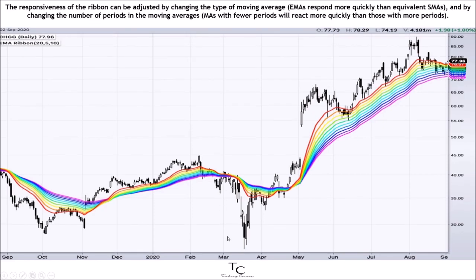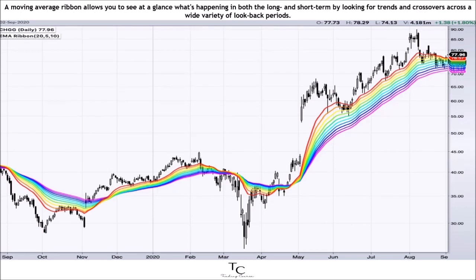The responsiveness of the ribbon can be adjusted by changing the type of moving average. EMAs respond more quickly than equivalent SMAs. And by changing the number of periods in the moving averages, MAs with fewer periods will react more quickly than those with more periods.